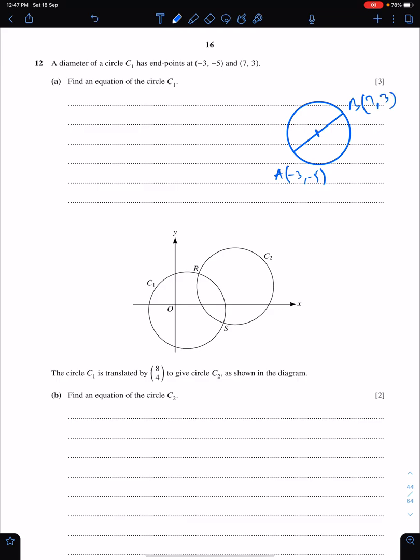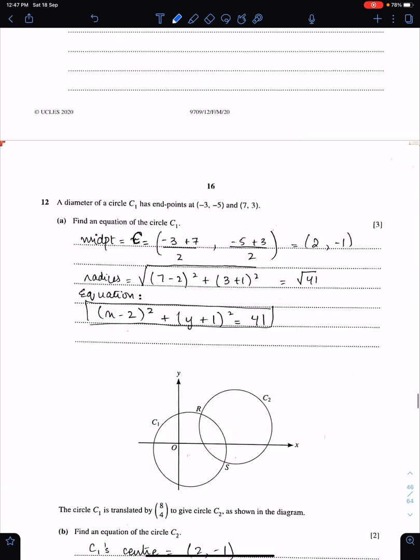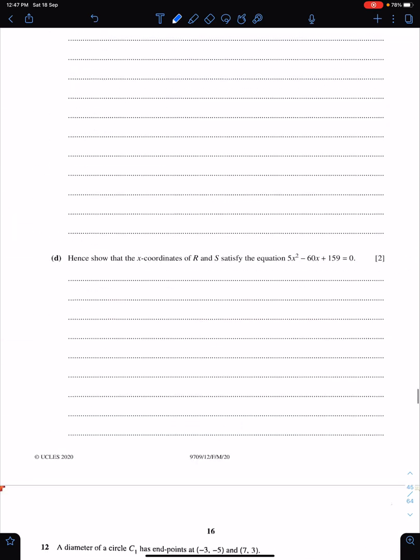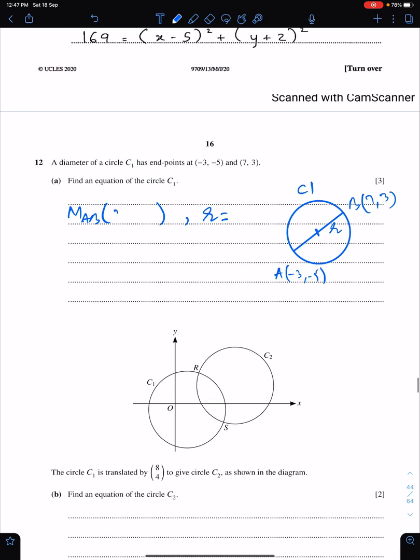This is so simple. First we need the coordinates of the midpoint of AB. This will be the center of this circle 1, and then we need the radius. So the coordinates are (2, -1) and the radius is under root 41. Radius squared is 41. So the equation will be (x - 2)² + (y + 1)² = 41. That's the answer of the first part.